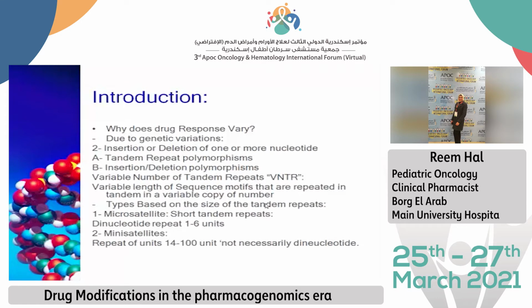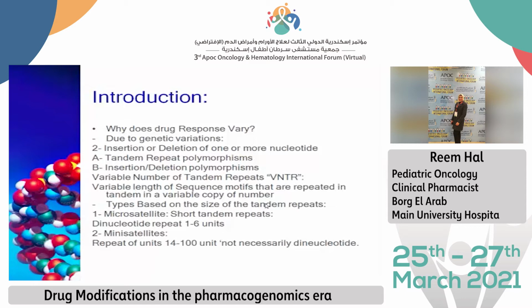Number two, due to insertion or deletion of one or more nucleotide. If insertion of one or more nucleotide is repeated, it is called tandem repeats polymorphisms. And variable number of tandem repeats gives variable length of sequence motifs that are repeated in tandem in a variable copy number.